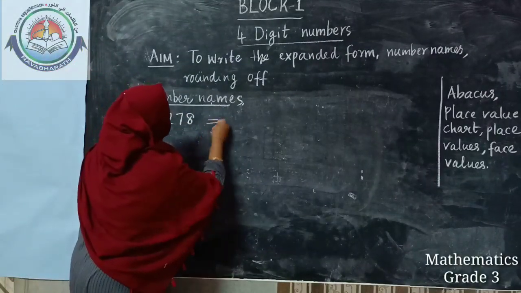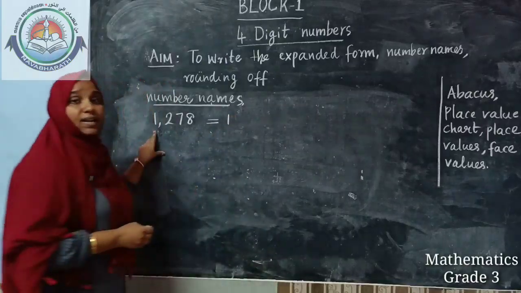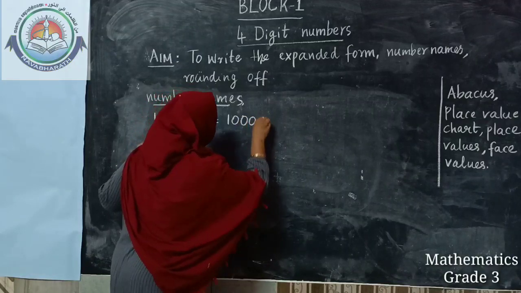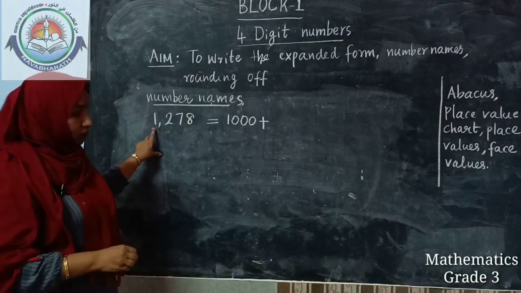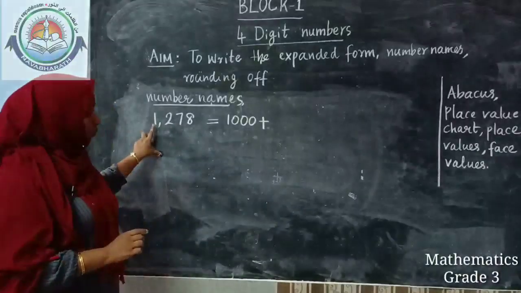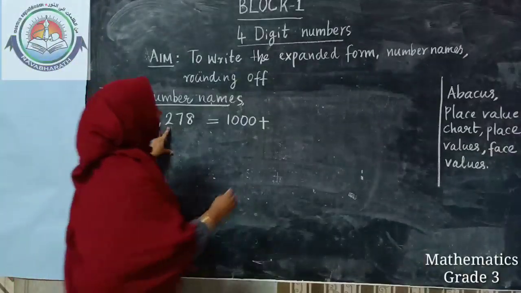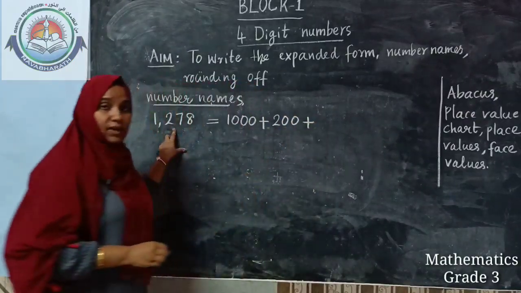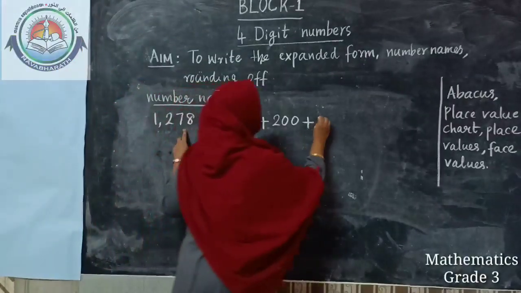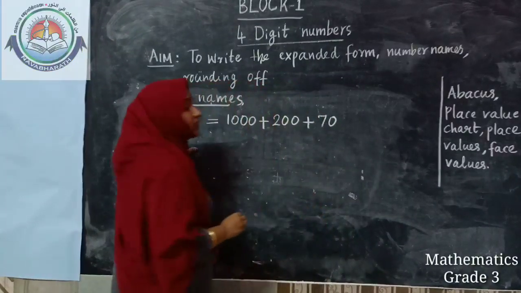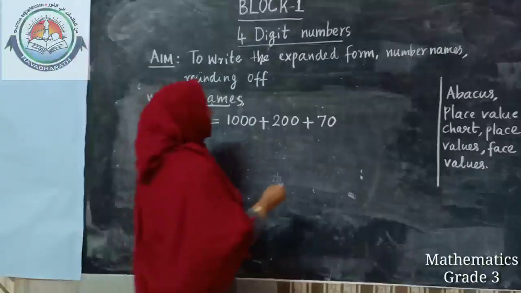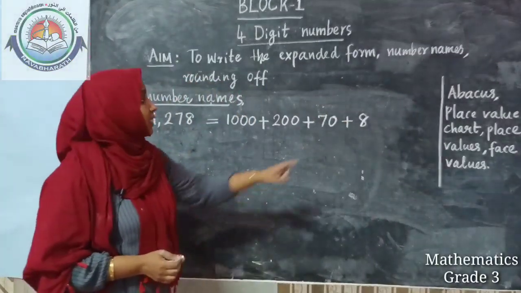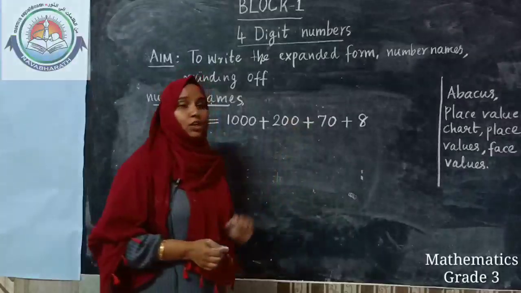First we can write its expanded form. 1 is in the thousands place, so in the thousands place there is only 1. The value is 1000. And in the hundreds place there is 2, so its value is 200. And in the tens place 7, so its value is 70, and in the ones place the digit is 8, so the value is 8. This is the expanded form.